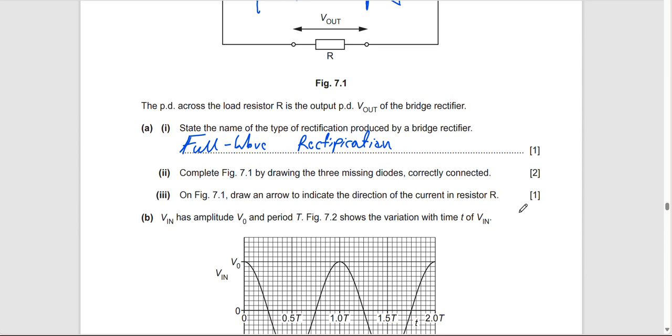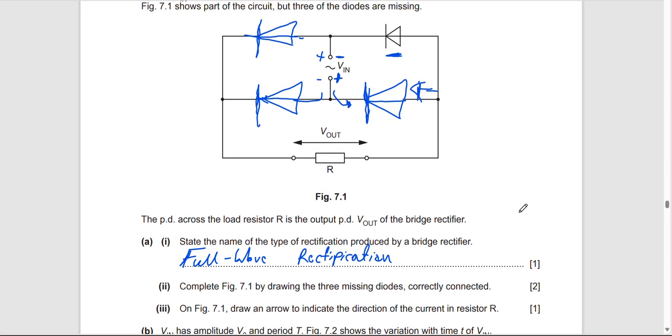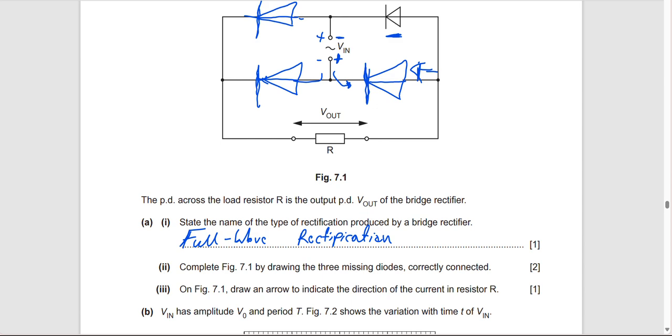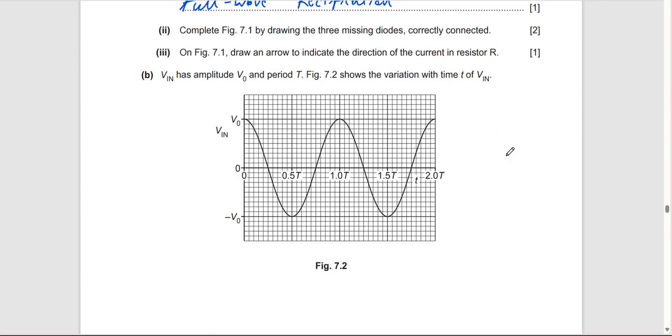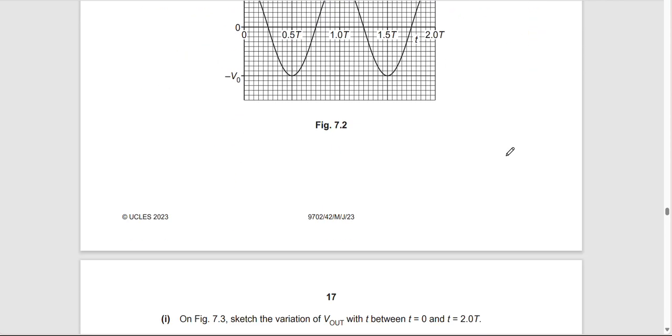Part 3. On fig 7.1, indicate the direction of the current and resistor R. Remember, if this is positive, it goes all the way like that. So the current goes in this direction. And that's it. Good.